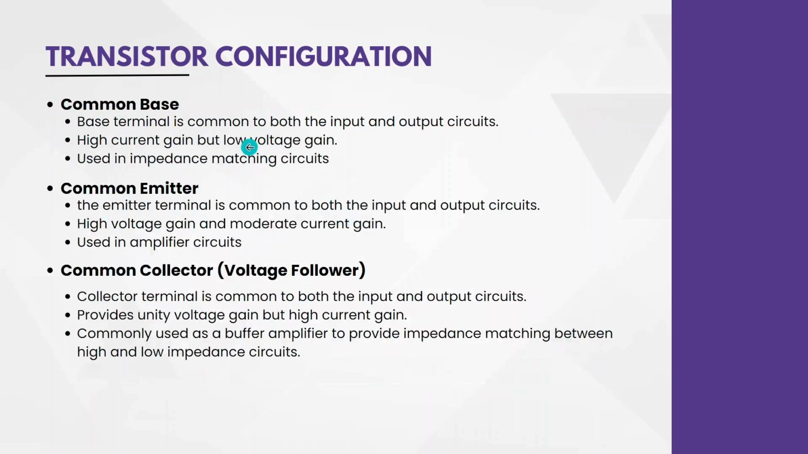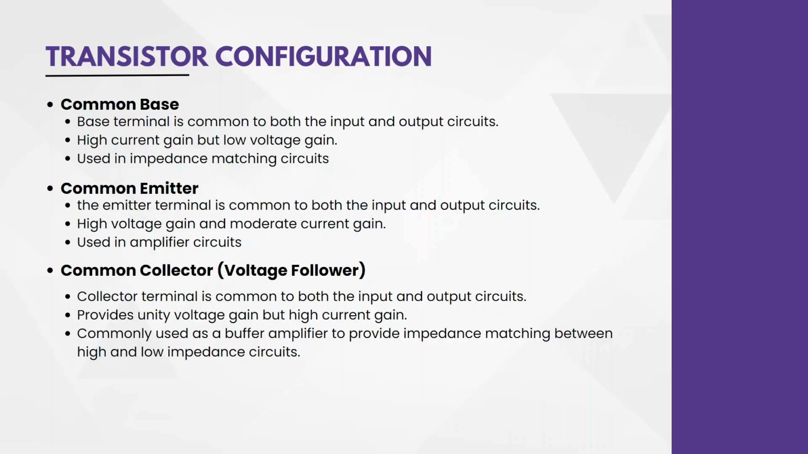Now, what common base means is base terminal is used both at the input and at the output. This type of configuration will have high current gain and low voltage gain. And based on that function it performs, it is used in impedance matching. Similarly, in common emitter, emitter terminal is common to both the input and output. Unlike the common base configuration, this has high voltage gain but moderate current gain, and it is used in amplifier circuits. Finally comes the common collector, which is also termed as the voltage follower.